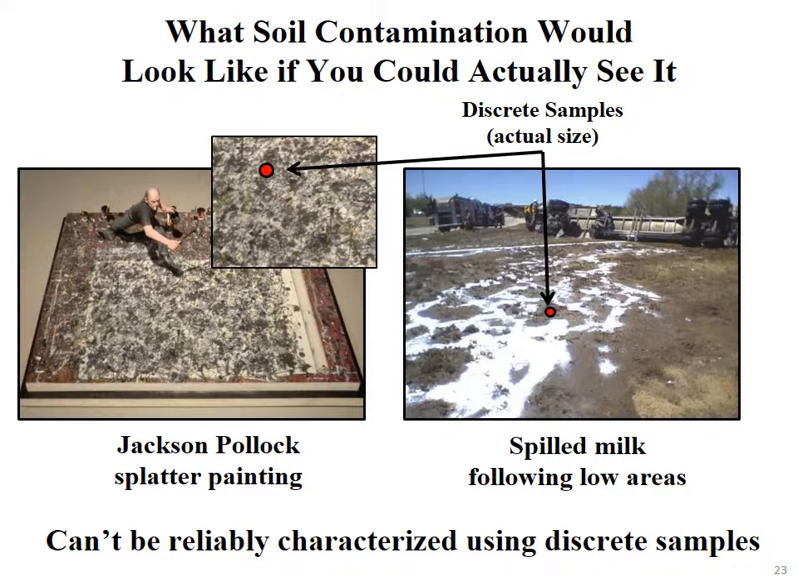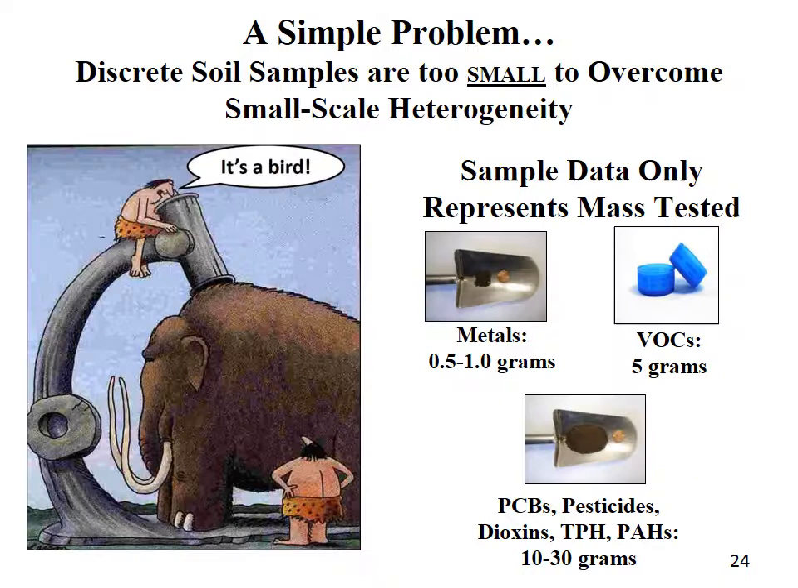So that's the point again, is that discrete samples really, we know why they aren't reliable when we're doing site investigations. It's a simple problem. The bottom line is discrete soil samples are just too small to overcome this small-scale heterogeneity. It's like in this image I stole from Gary Lawson, sitting on the back of an elephant with a microscope and thinking you found a bird.